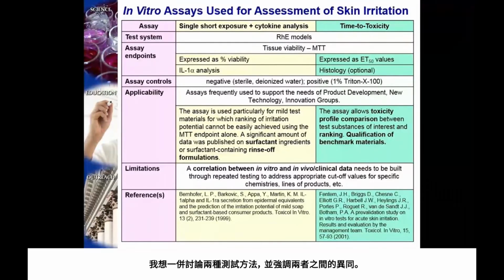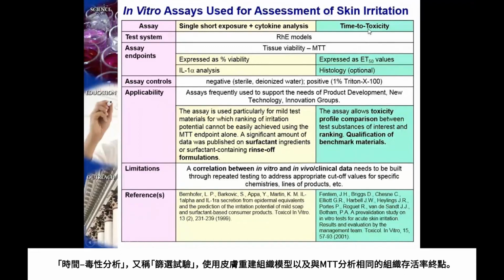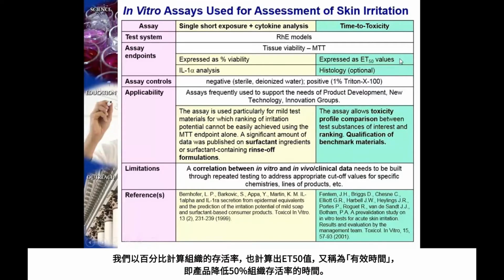There are two types of assays that I would like to discuss together and to emphasize the differences and the aspects that are common between the two. The time to toxicity assay, or the screening assay, uses reconstructed tissue models for skin and the same endpoint of tissue viability addressed by MTT. We calculate the % viability of the tissues, but also what we call an ET50 value, or effective time, which is the time that it takes for a product to reduce the viability of the tissues they are exposed to by 50%.